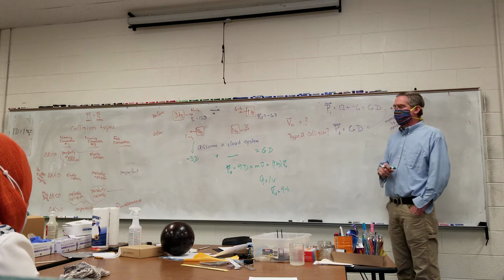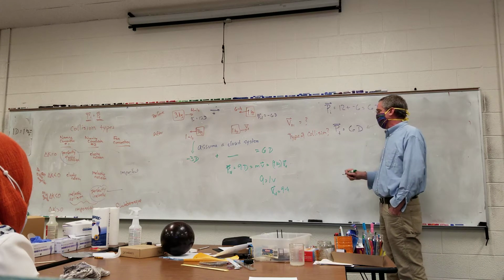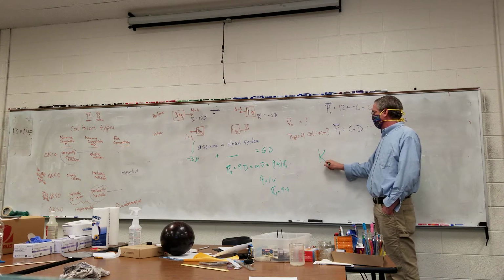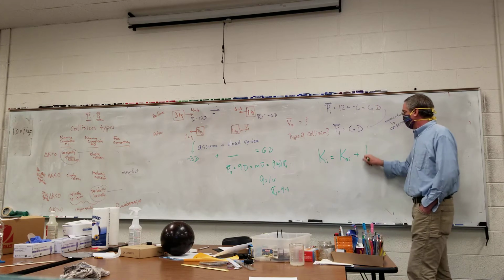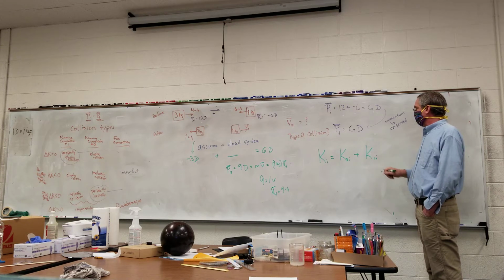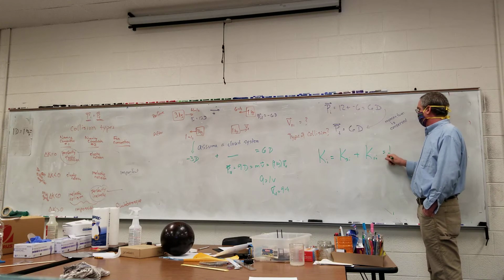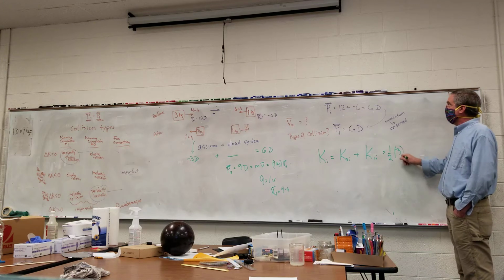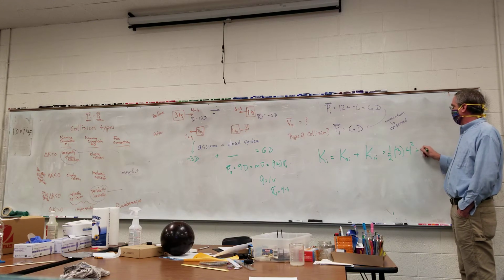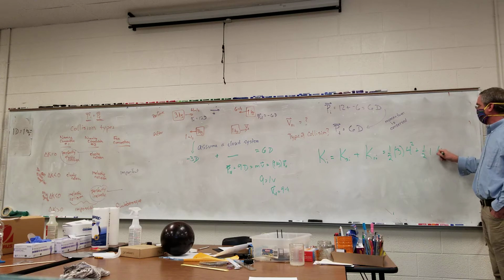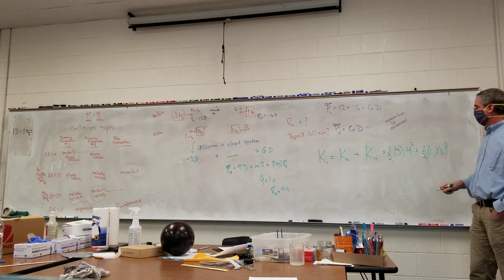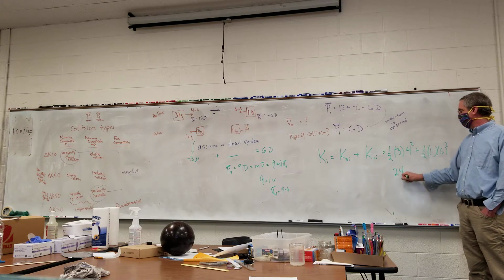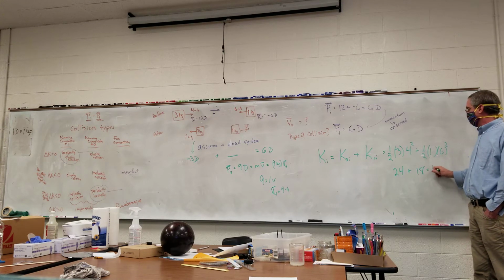The second question is what type of collision? Well, let's look at the kinetic energy. I know my initial kinetic energy is the kinetic energy of the 3 kilogram mass, plus the kinetic energy of the 1 kilogram mass initially. So it's 1/2 times 3 times 4 squared, plus 1/2 times 1 times 6 squared. So this is 24 plus 18, or 42 joules.